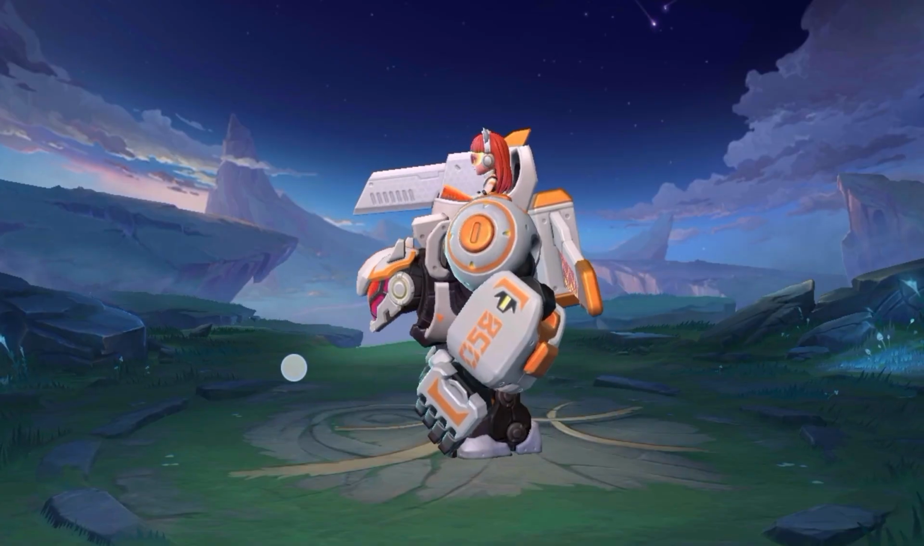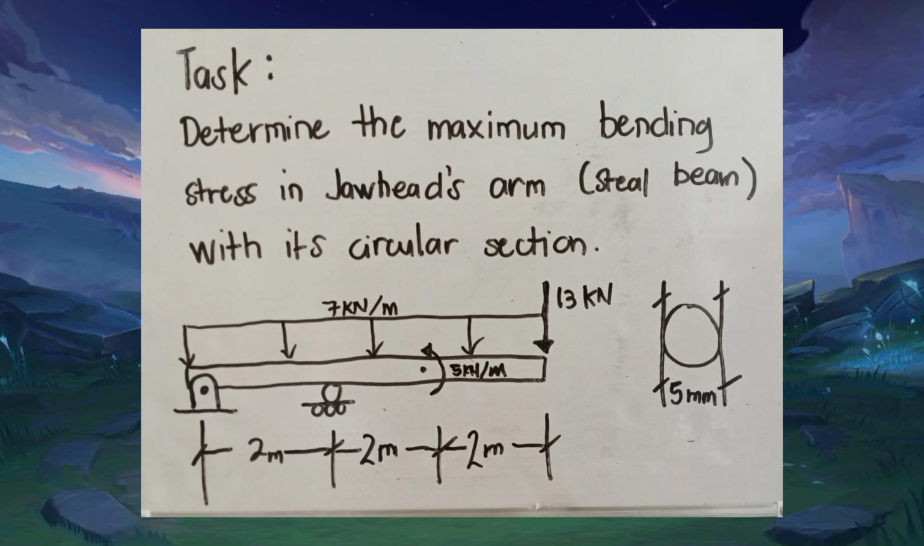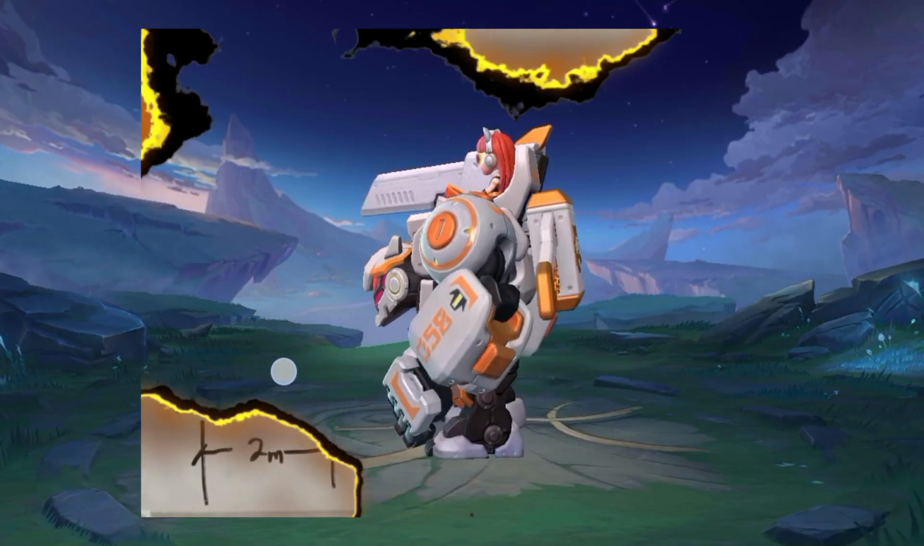He is modeled as a steel beam with a circular cross-section, representing his powerful arm. The council applies a point load of 13 kN at his shoulder joint, and a uniform distributed load of 7 kN per meter along part of his arm. The circular cross-section has a diameter of 5 millimeters. Your task is to determine the maximum bending stress that Johed's arm will experience.